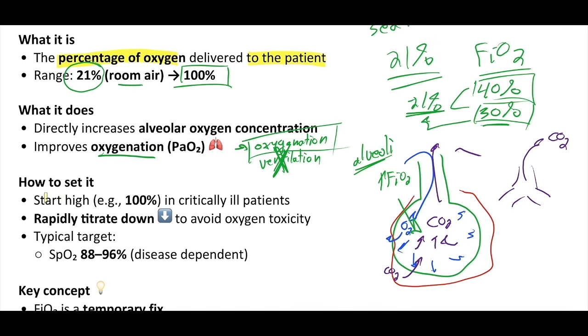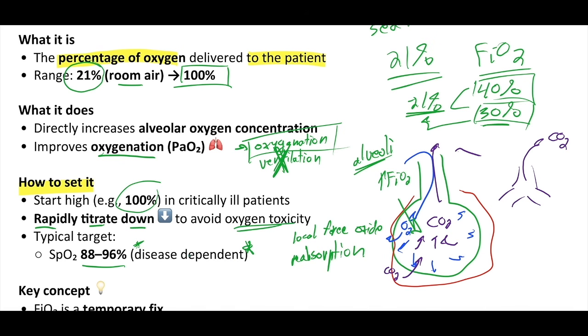So how to set the FiO2? Well, most commonly, when you first put a patient on mechanical ventilation, you'll just put it at 100% because you don't know how the patient's oxygenation is going to change after you perform endotracheal intubation. But you want to make sure you rapidly titrate it down because you want to avoid oxygen toxicity like we talked about. Oxygen toxicity is both local free oxide radicals that can cause damage, as well as something called reabsorption atelectasis, which is where parts of the lung actually get atelectatic when there's too high a percent of oxygen. Typical target is 88 to 96%, somewhat disease dependent.